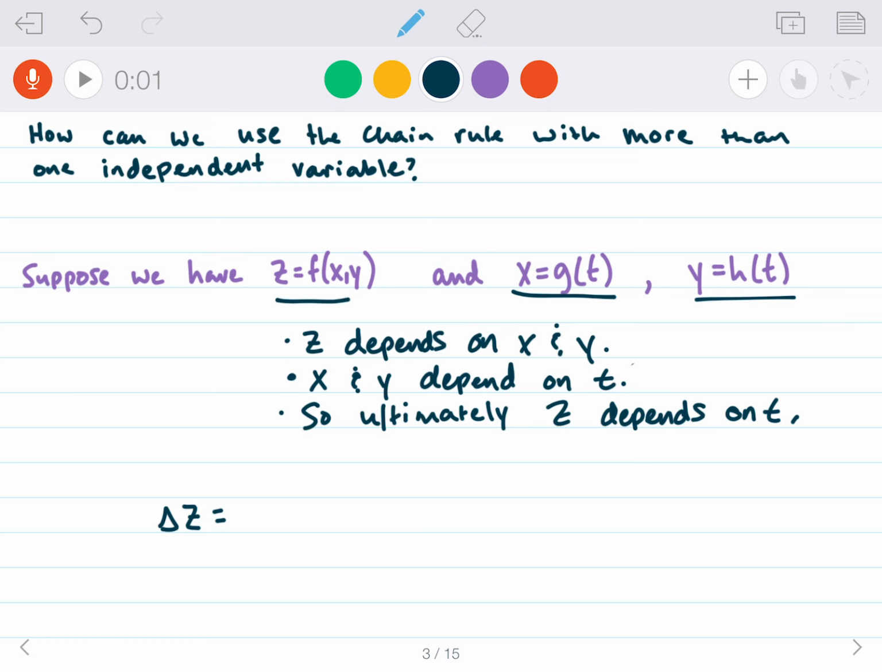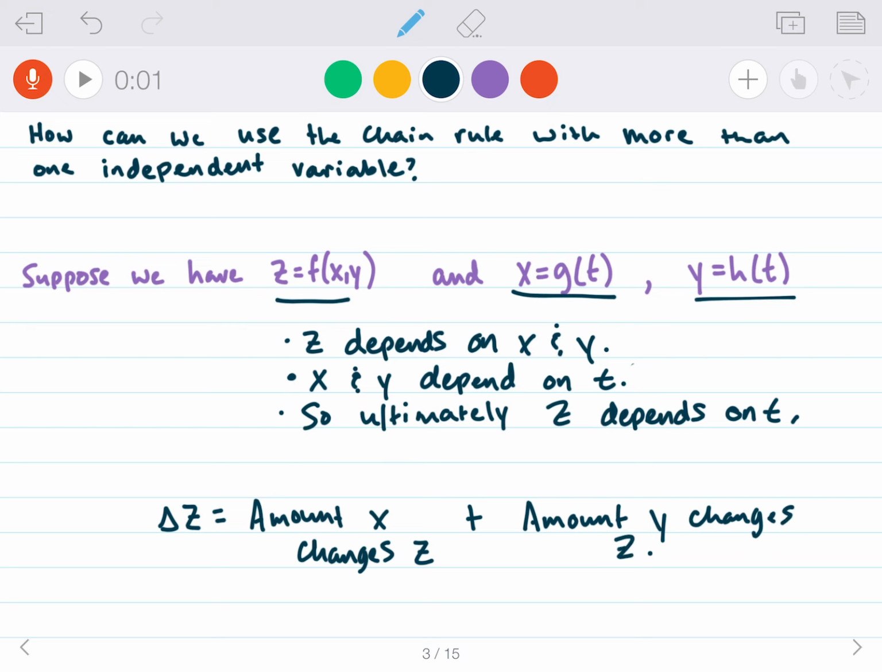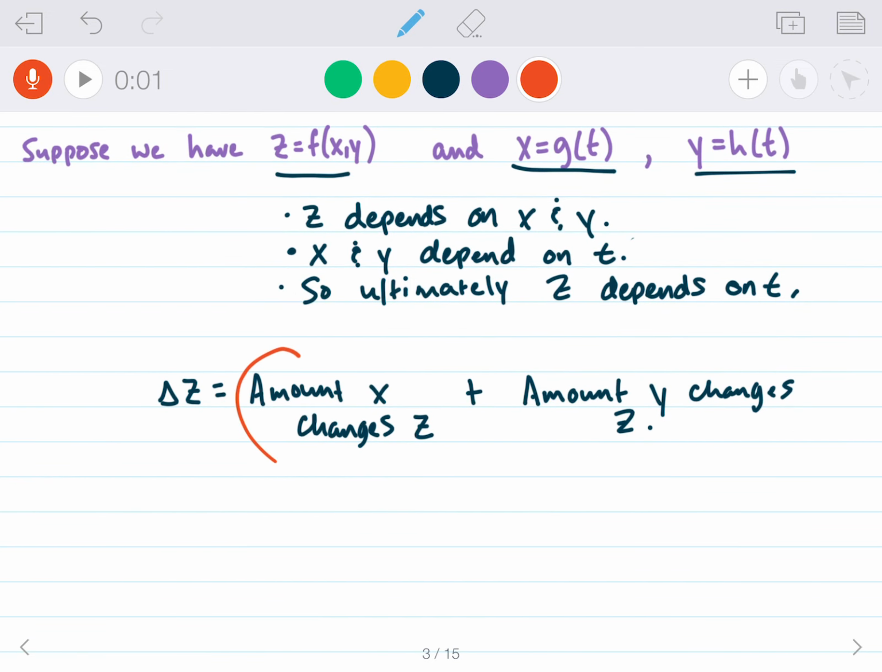Well, z depends on x and y, which ultimately depend on t. So the change in z is going to be the amount that x changes z plus the amount that y changes z, right? Because again, z depends on x and y, and we're going to bring in the t in just a little bit. Okay, so let's consider the amount that x changes z.